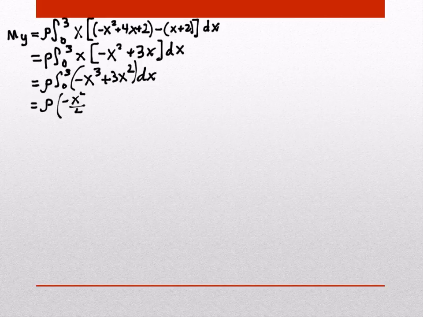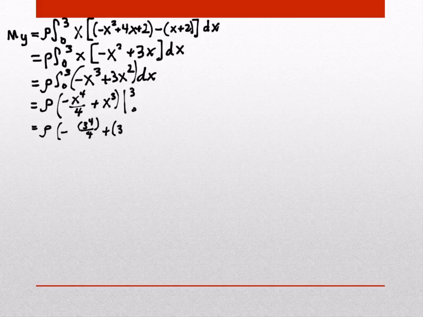X to the fourth over 4, plus x cubed, and we evaluate at 3 and 0. Again, have that evaluation of 0 being awfully friendly for us. So I have negative, and then I have 3 to the fourth over 4 plus 3 cubed. And then technically minus 0. You don't have to write the minus 0, but it's there.